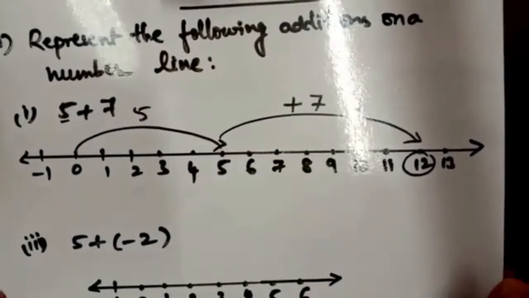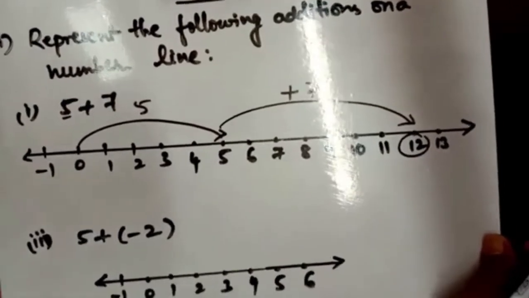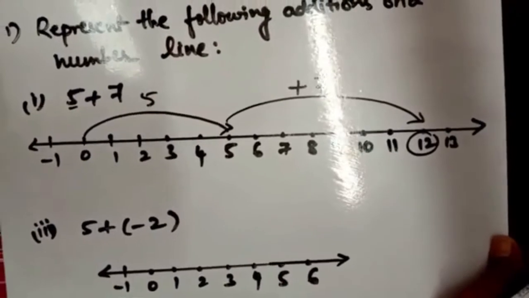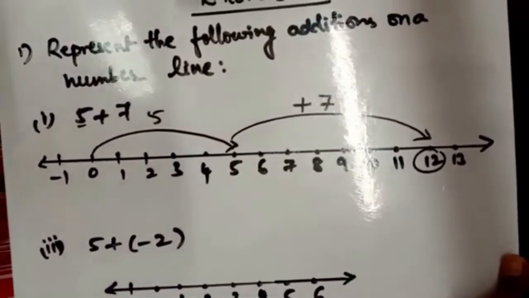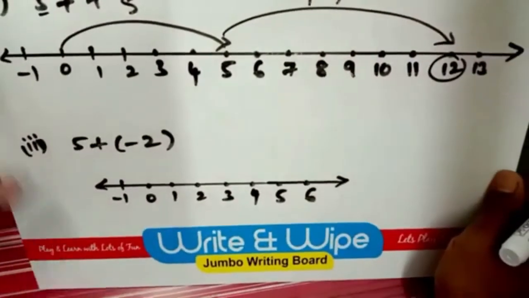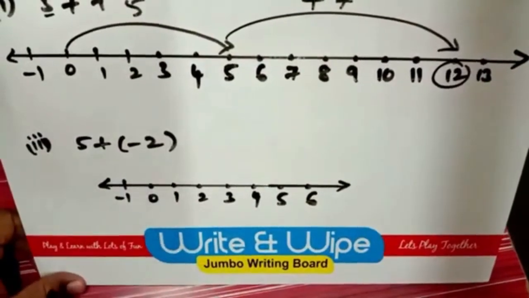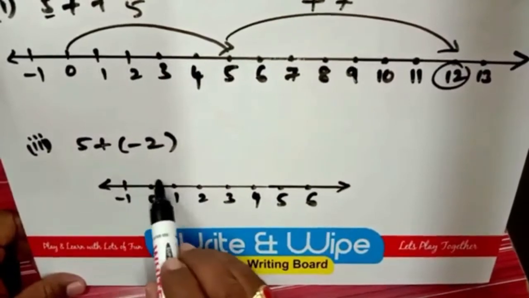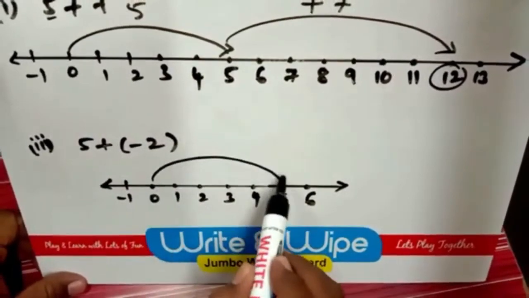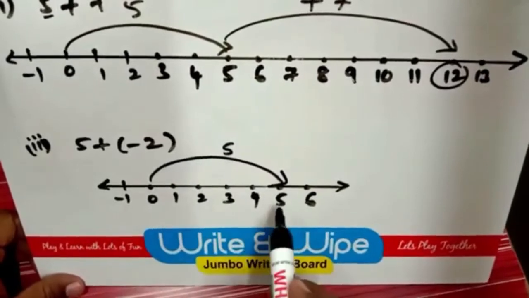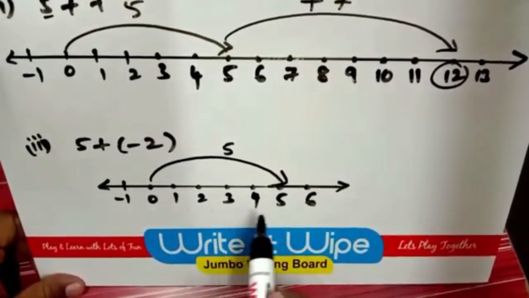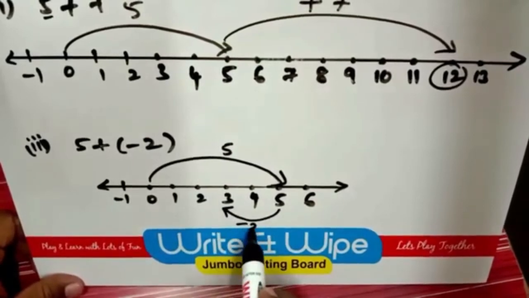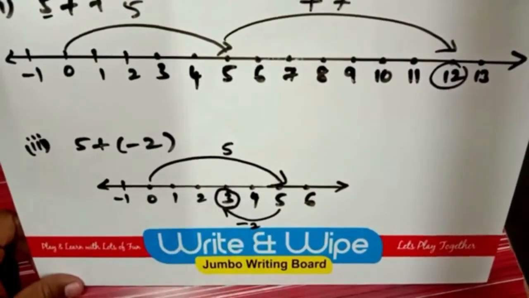Coming to the third question, here we are going with 5 plus minus 2. So here we are adding a negative integer, so we need to move to the left side of the number line. First of all, look at the number 5 on the number line, that is 0 to 5. From this 5 we need to move 2 steps to the left side. 1, 2. So we are moving 2 steps to the left side, and the answer is 3.